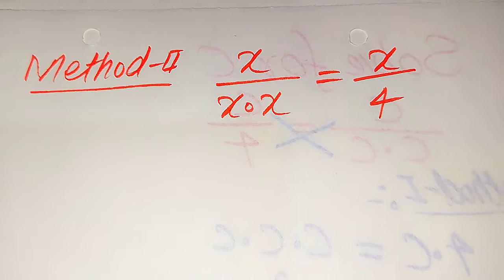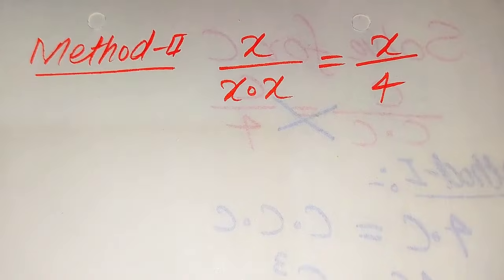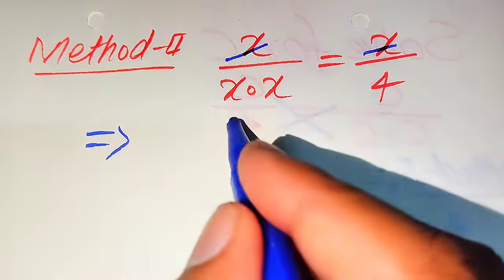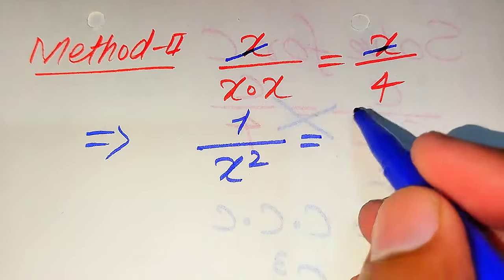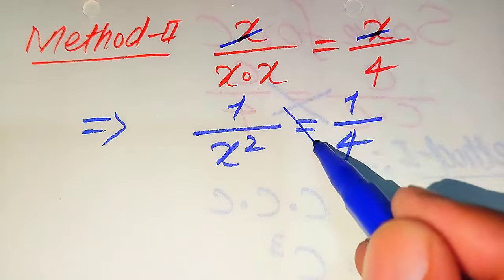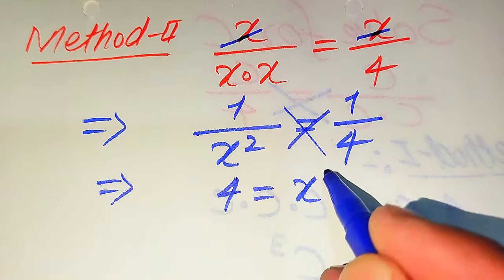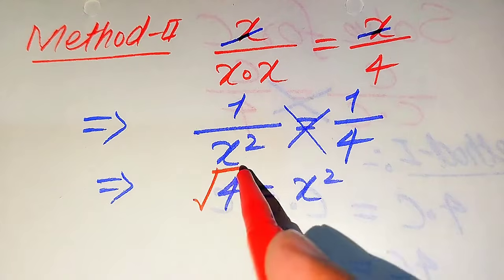Here in the second method we use some very short techniques with which you can easily get the roots of this equation. Focus on both of the sides, and you see that this x is cancelled out by this x, and we get 1 divided by x times x, which is x square, equals 1 divided by 4. Now we cross multiply the terms, and we get 4 equals x square.